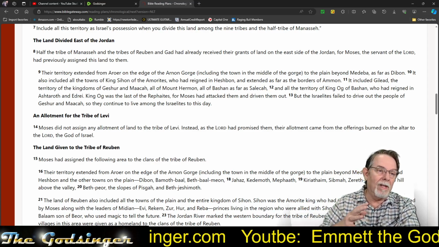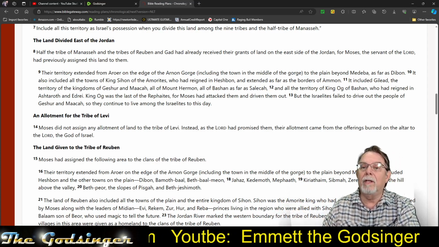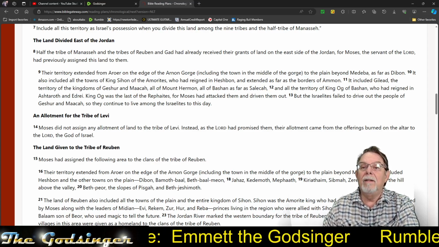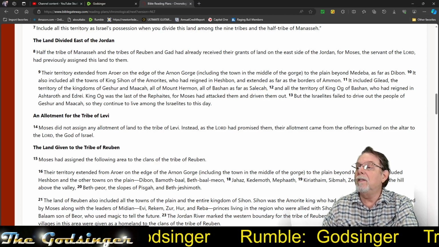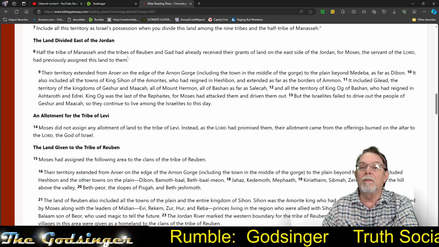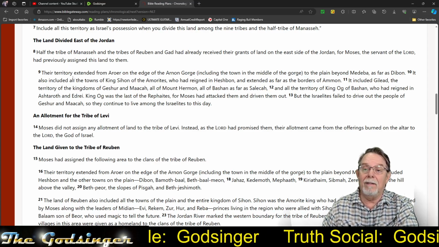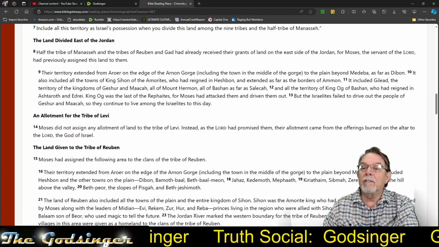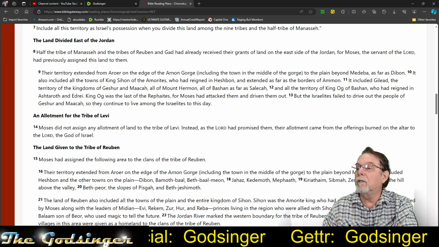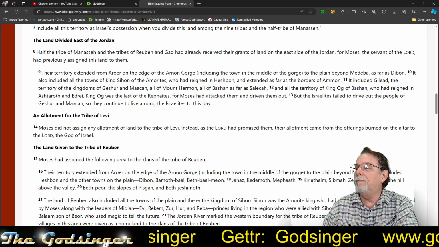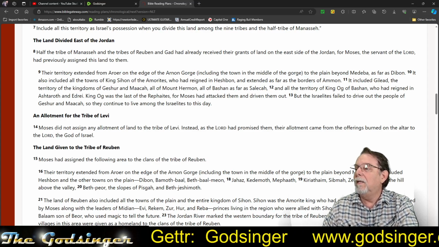That's on the other side before they crossed over and killed all the kings and stuff. Half the tribe of Manasseh and the tribes of Reuben and Gad had already received their grants of land on the east side of the Jordan, for Moses, the servant of the Lord, had previously assigned this land to them. Their territory extended from over the edge of Arnon Gorge, including the town in the middle of the gorge, the plain beyond the Medeba, as far as Dibon.